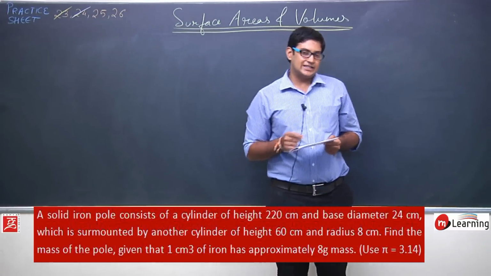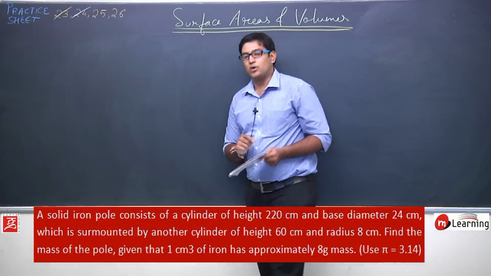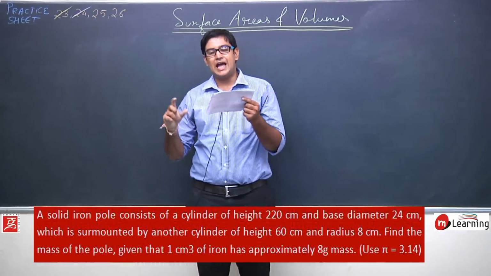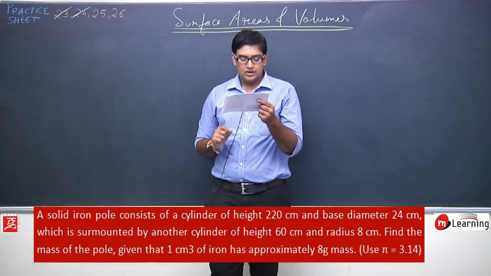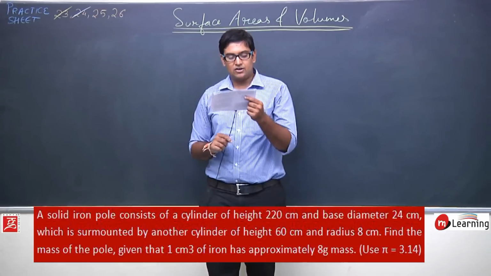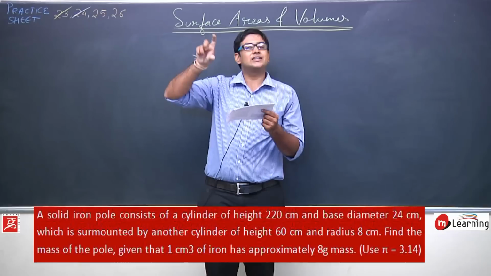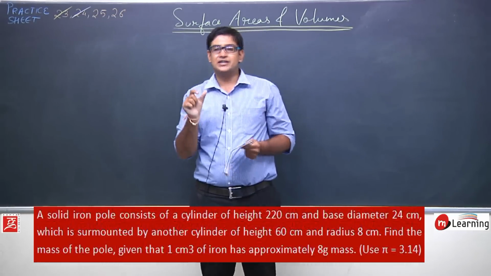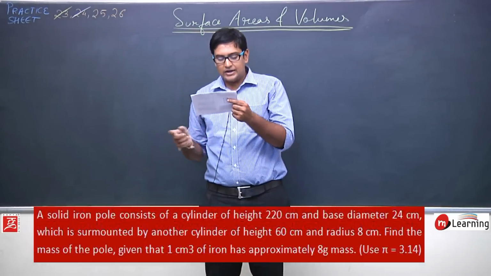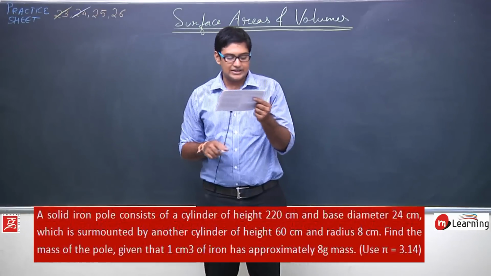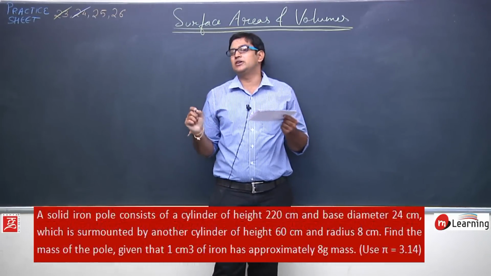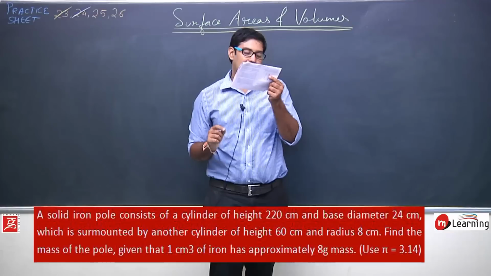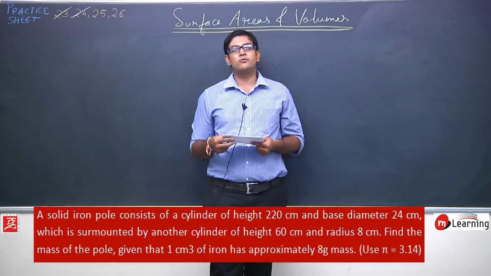Okay, so what the question says is that there is a solid iron pole which has a height of 220 centimeters and a base diameter of 24 centimeters. Now on the top of this iron cylinder, there is another cylinder which has a height of 60 centimeters and a base radius of 8 centimeters. It is also made of the same iron. Further it says find the mass of the pole. So we need to determine the mass of the pole, and it is given that 1 centimeter cube of iron has approximately 8 grams of mass.